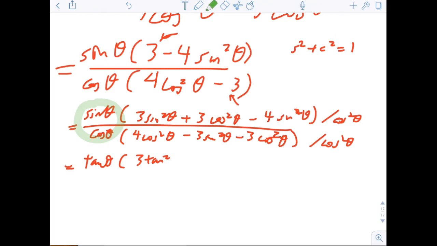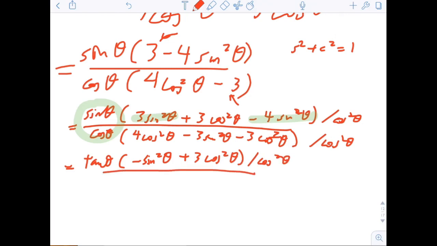we can combine 3 sine squared theta with minus 4 sine squared theta, and that'll give us negative 1 sine squared theta, right? So it'd be negative sine squared theta. And then plus 3 cosine squared theta divided by cosine squared theta. We haven't done that yet. On the bottom, we're going to take our 4 cosine squared theta and subtract 3 cosine squared theta. So we get cosine squared theta minus 3 sine squared theta divided by cosine squared theta.